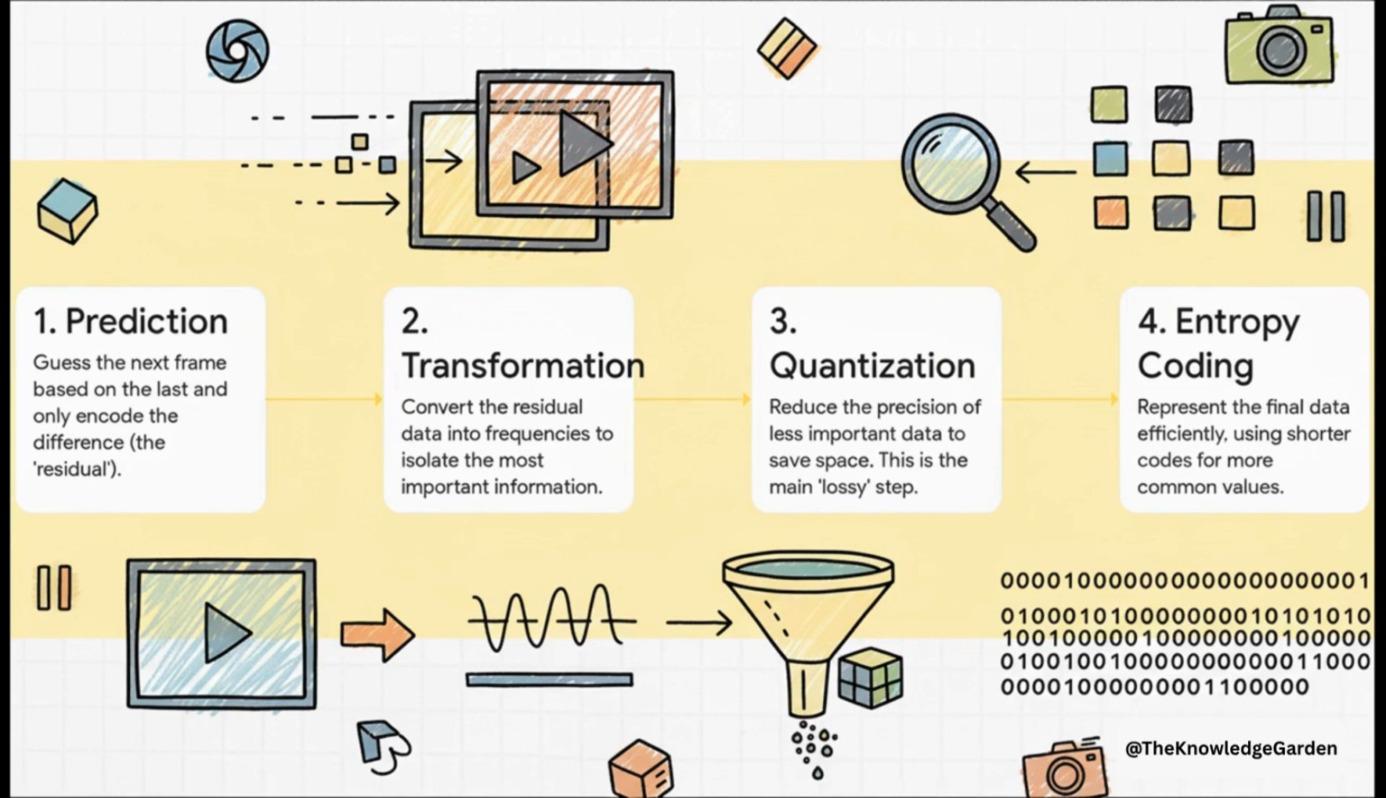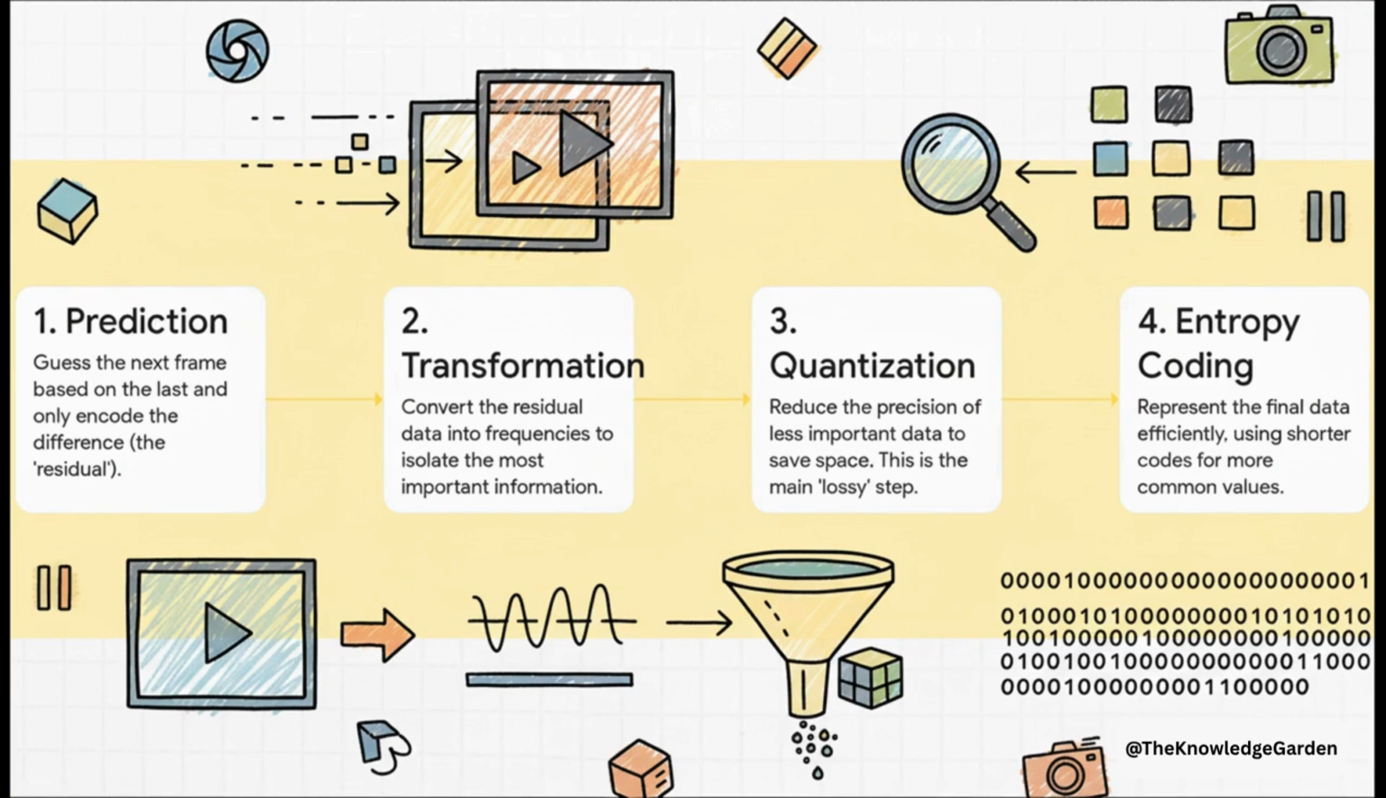Next up is transformation. This is kind of like taking a musical chord and breaking it down into individual notes. It converts that change data into different frequencies, which lets us separate the crucial details from the less important background noise. Then comes quantization. Now, this is the really clever but also sacrificial part. This is where we strategically throw away a little bit of information to save a ton of space. It's like saying about $10 instead of $9.97. You lose a tiny bit of precision, but the data gets way simpler.